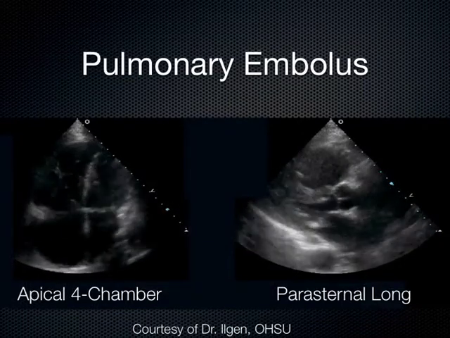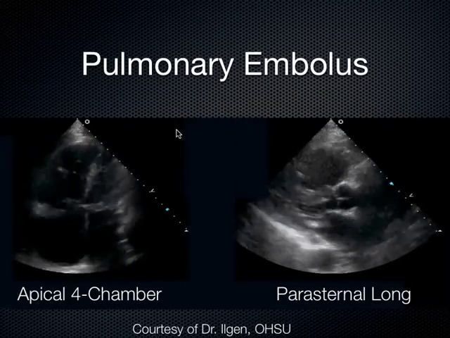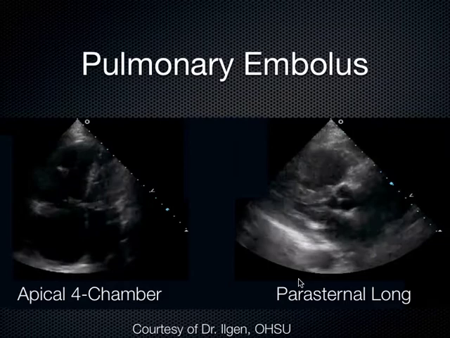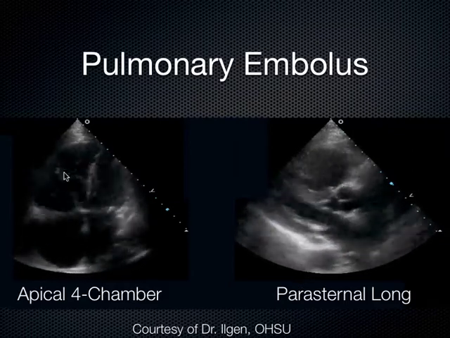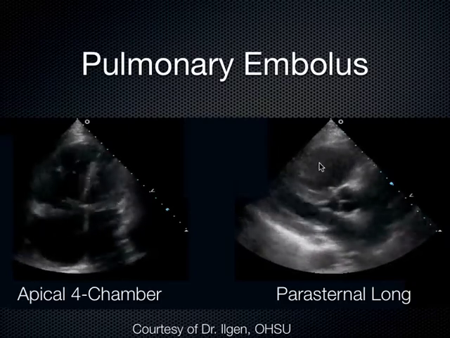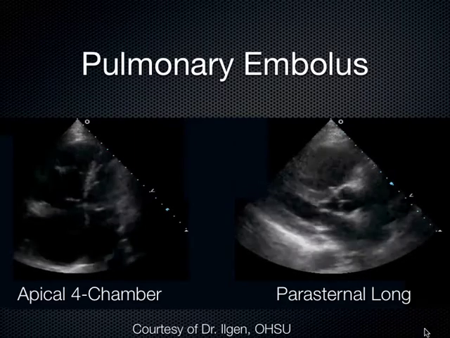These images were sent to me by my friend at OHSU, Dr. Ilgen, and we can see here in the apical 4 chamber and the parasternal long, this patient's got a massive pulmonary embolism. We can see the LV smaller than the right ventricle in that apical 4 chamber, and over here we see the RV larger than the LV in this parasternal long axis.